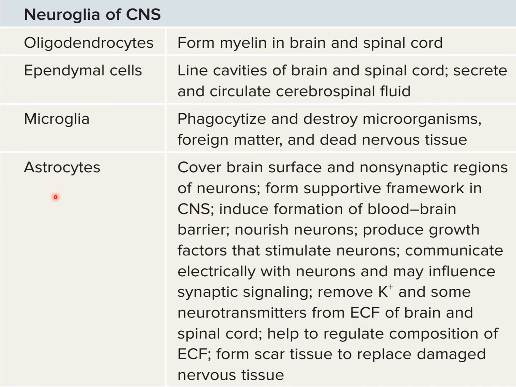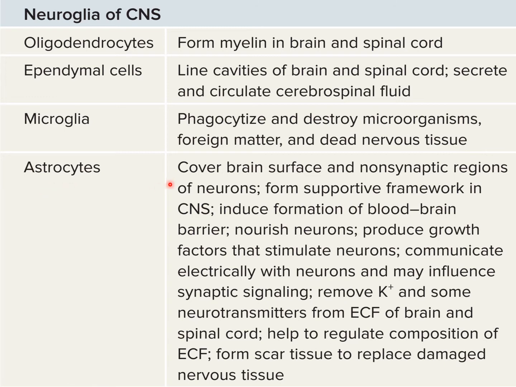So in short, functions of neuroglia: oligodendrocytes form myelin in the brain and spinal cord, then ependymal cells line the cavities of the brain and spinal cord and secrete and circulate the cerebrospinal fluid. Then microglia phagocytize and destroy microorganisms, foreign matter and dead nervous tissue.